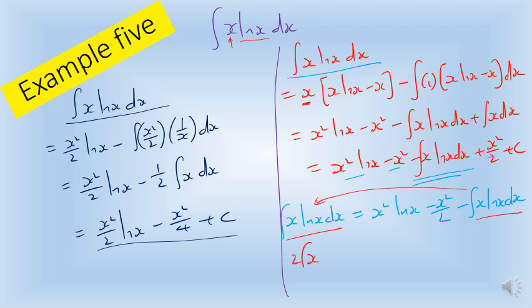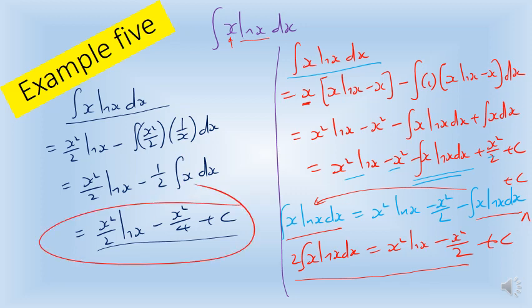2 integral of x ln x, so exciting, is equal to x squared ln x minus x squared over 2. And with no stretch of the imagination, oh, I forgot my constant. That's naughty. Where's my constant? And with no stretch of the imagination, if I divide both sides by 2, check this out. I get exactly what I found earlier.